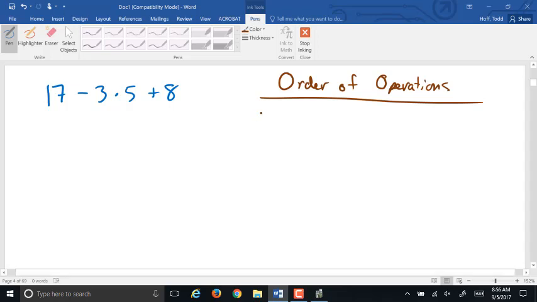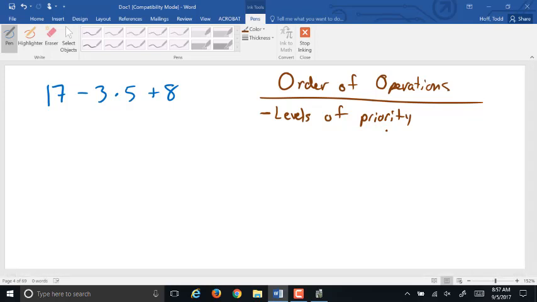A lot of people mistakenly think that the order of operations is a set of steps, and that's not quite correct. What the order of operations is, is levels of priority. Certain things have higher priority than others. So if there's two things that are going to happen, whichever one has the highest priority has to happen first.